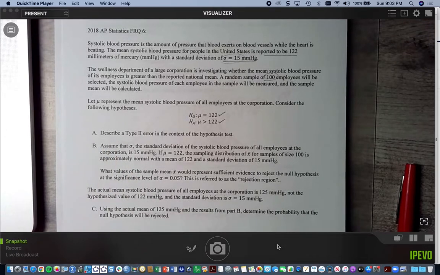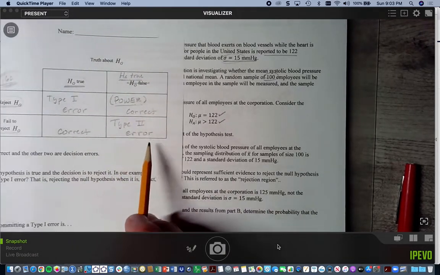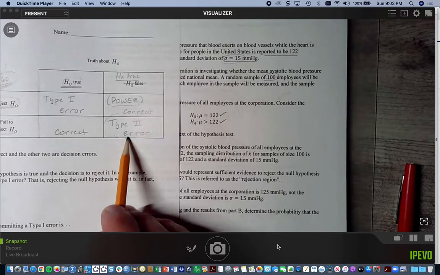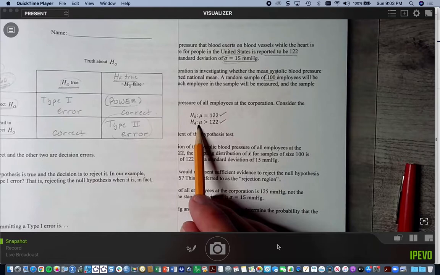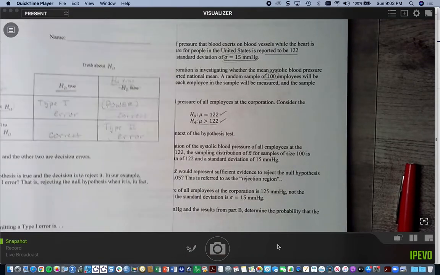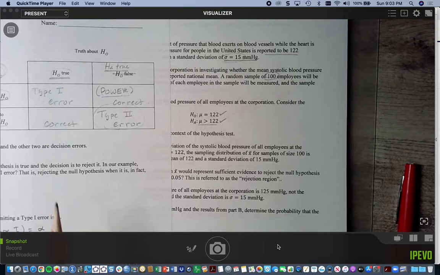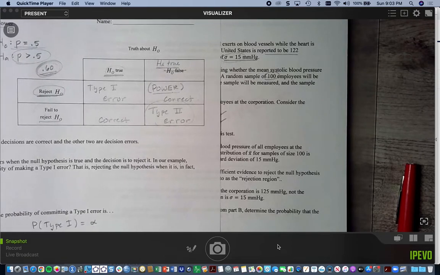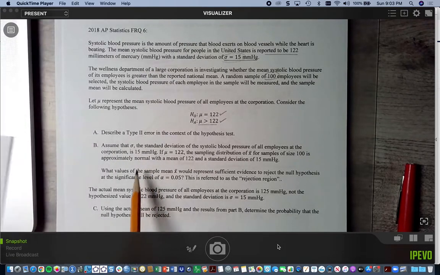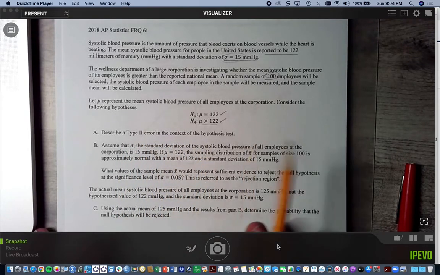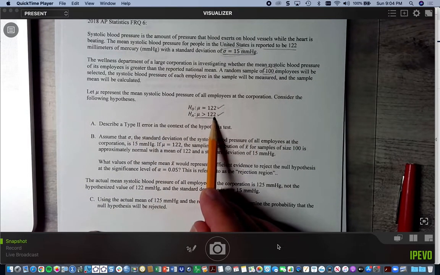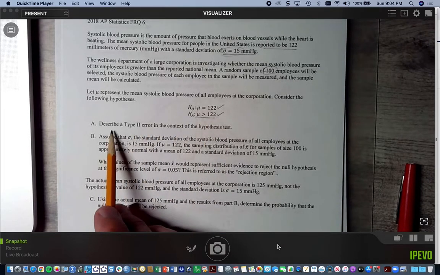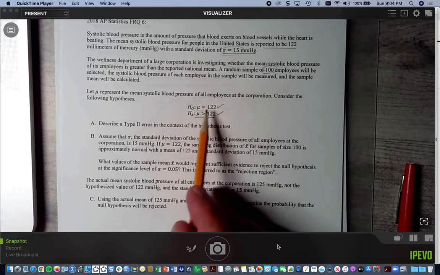We're trying to see, is there evidence to suggest that it's higher than that? So the first question here is to describe a type 2 error in the context of this hypothesis test. If we go back here, the type 2 error is here. It says the alternative is true, which means that these people have high blood pressure on average, but our test says otherwise. Our test says that they're normal. So a type 2 error here would be that in reality, these people do have high blood pressure, but our test did not indicate that the alternative was true.